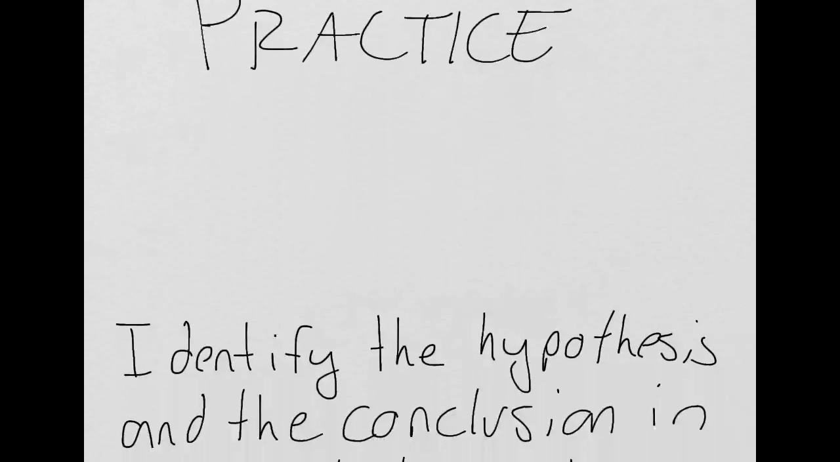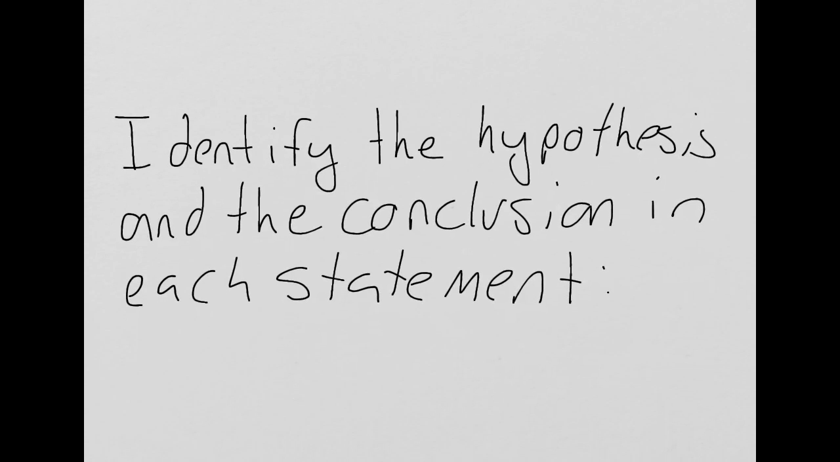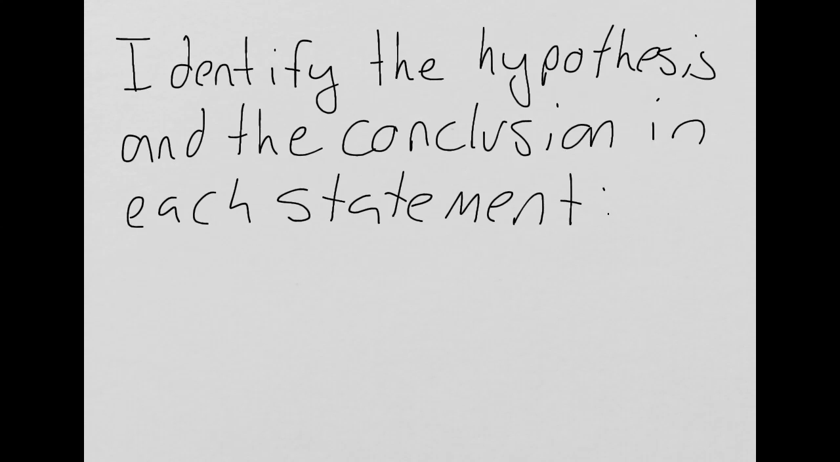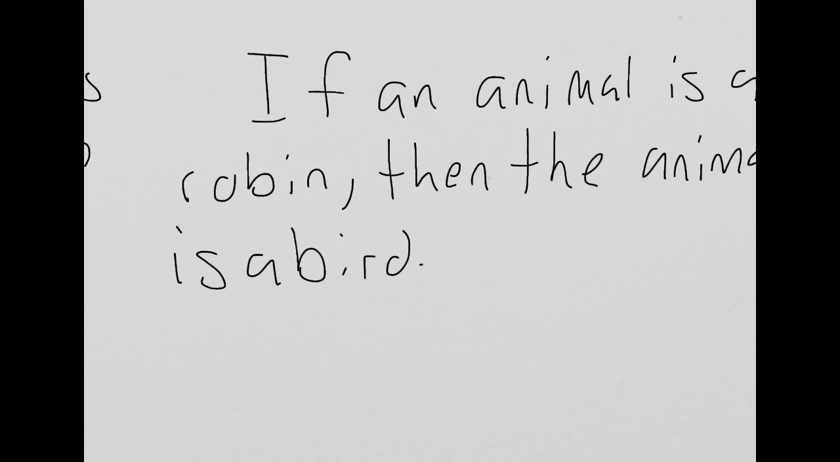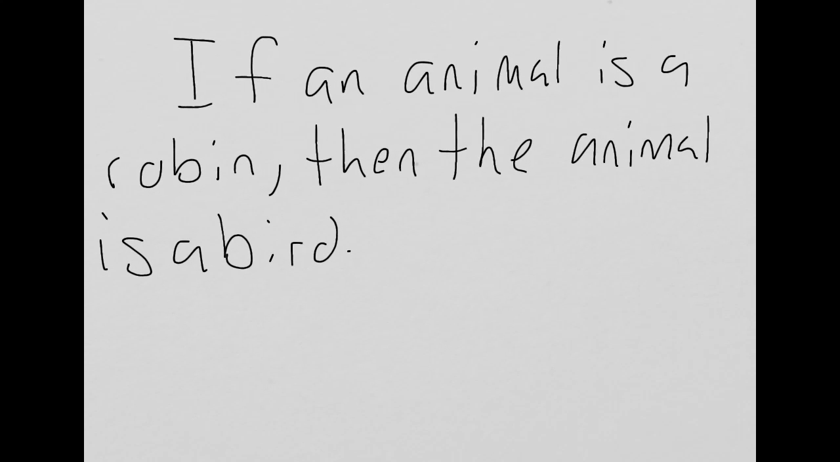All right, let's get some practice with some conditional statements. These are going to be the ones that you want to copy into your notes. For the following, identify the hypothesis and the conclusion in each statement. Our first statement is, if an animal is a robin, then the animal is a bird. Copy this statement down into your notes, underline what you think is the hypothesis, underline what you think is the conclusion, and then you can label it either using P and Q like we talked about before, or you can just label it hypothesis and conclusion, whatever is going to be easiest for you.